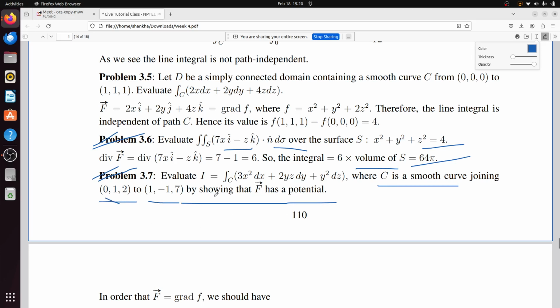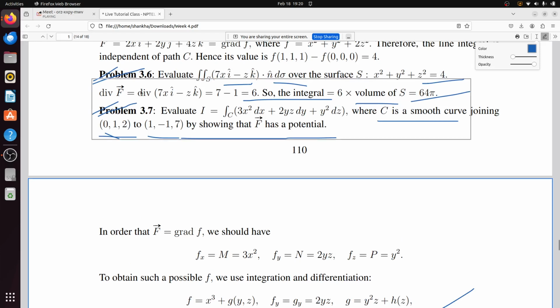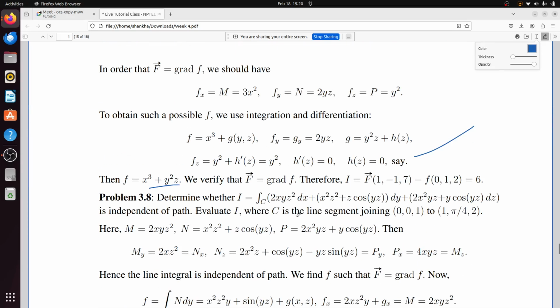Okay. So just determine the x cube plus y square z. Yes, you are correct. So x cube plus y square z. So if the potential function exists, then you don't need to compute or think about c. You can just write down the end point and take the difference, and you will get the answer, which is 6. Okay.